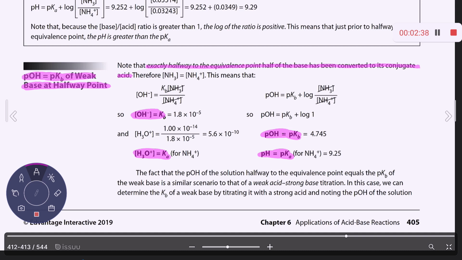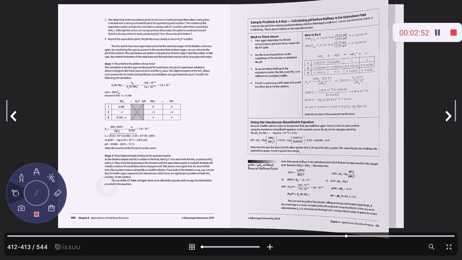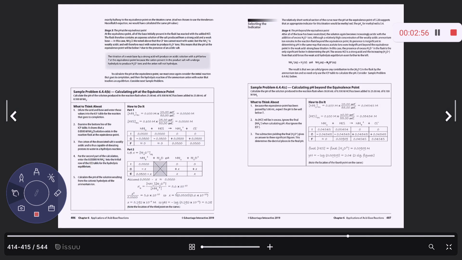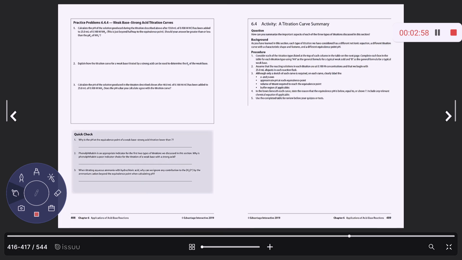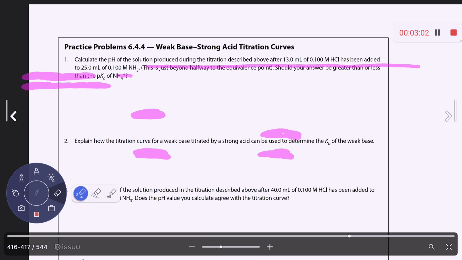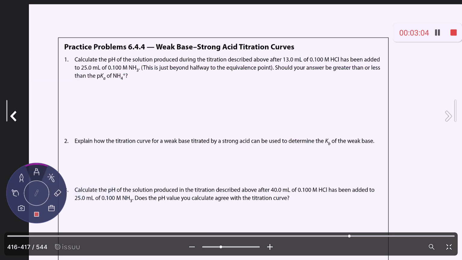Turn to the next page. We already talked about that. We're good. Turn to the last set of practice problems, actually. So turn all the way to here. Okay, let's do number 1.